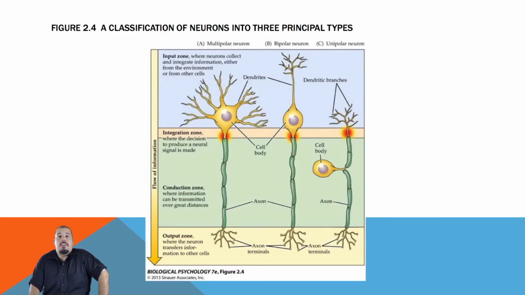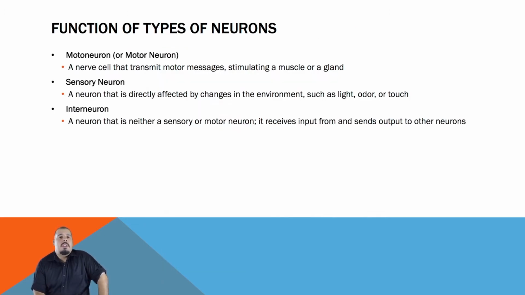We can see here the three types of neurons we just went over. Notice that even though they are all shaped differently, they all have the same structural divisions of a neuron: the input zone, integration, conduction, and output zones. Also note that the unipolar neuron, on the output zone, axon terminals still exist. Now, the functional types of neurons.